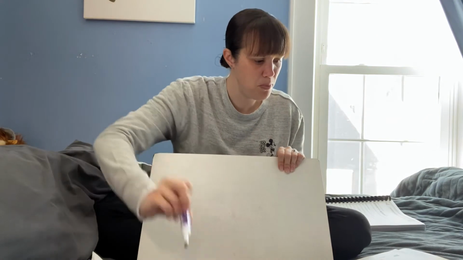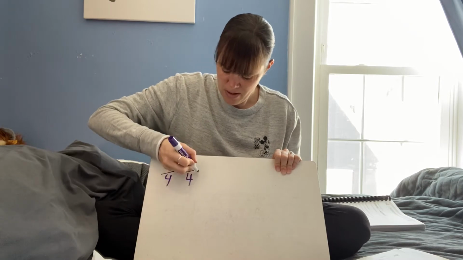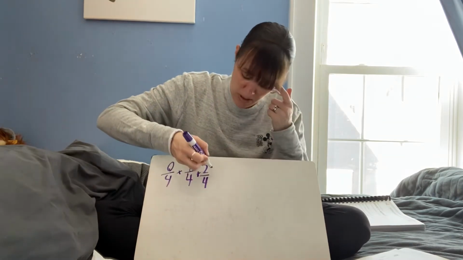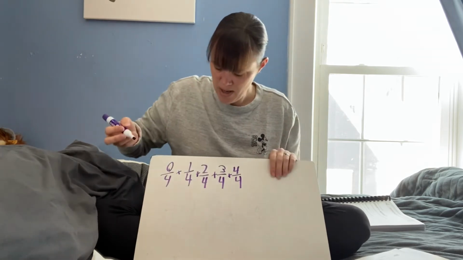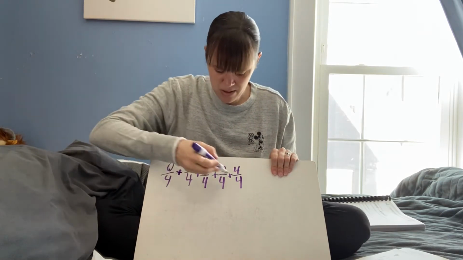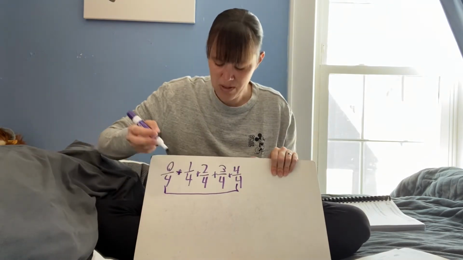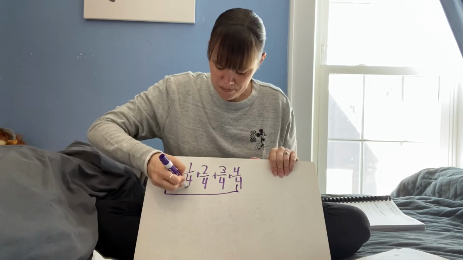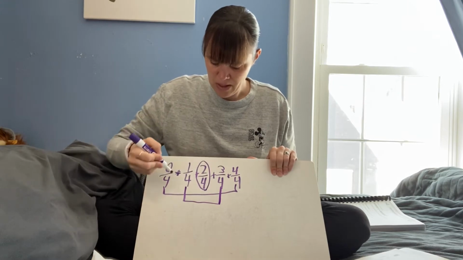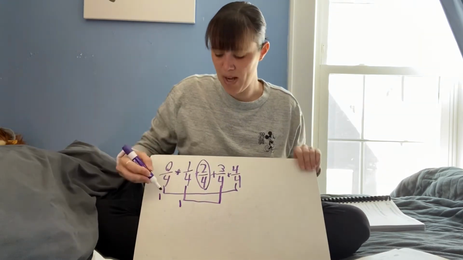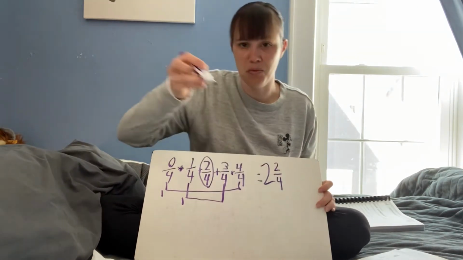Okay, so now we have B, 0/4 plus 1/4 plus 2/4 plus 3/4 plus 4/4. Okay, so these should all be pluses. We can say, oh, 0/4 plus 4/4 is 4/4. So that's what we're trying to do. We're trying to make one whole. 1/4 and 3/4, and then we're left with 2/4. So this is 1 and this is 1. That's how I like to show it. So 1 plus 1 is 2 and 2/4. You thought it was going to be a whole number, didn't you?